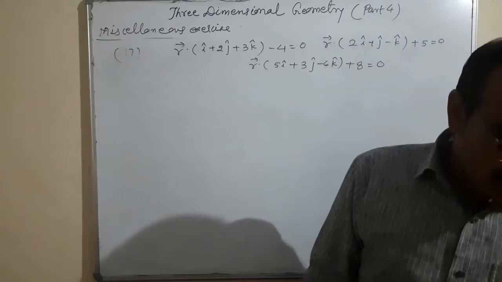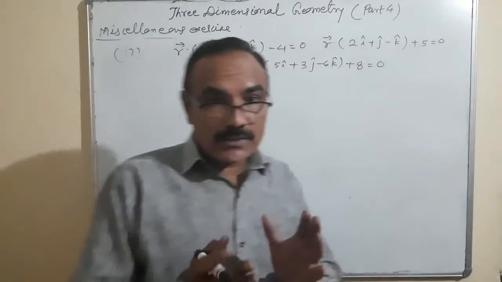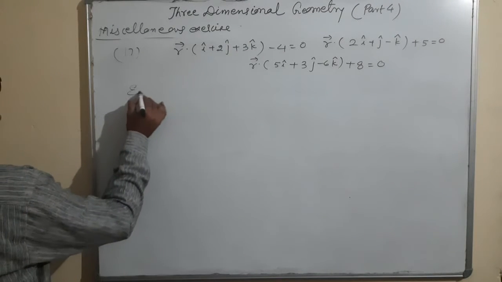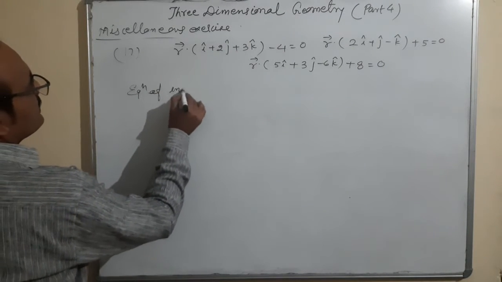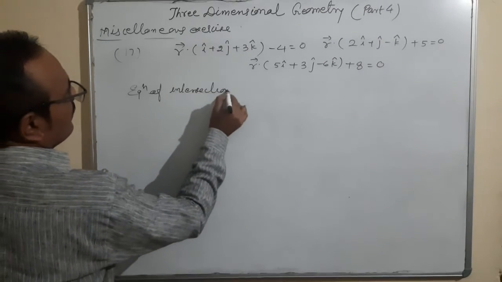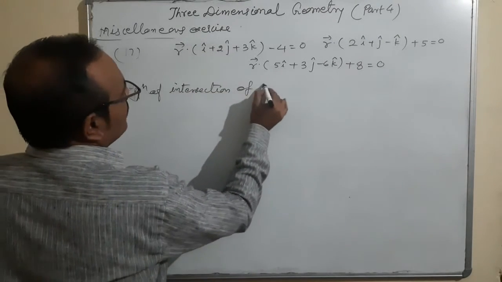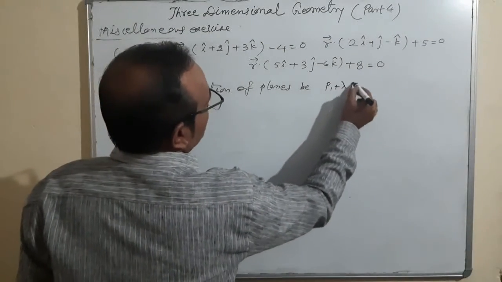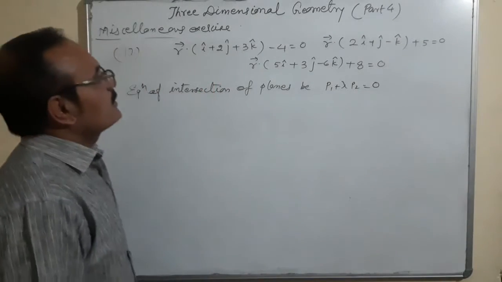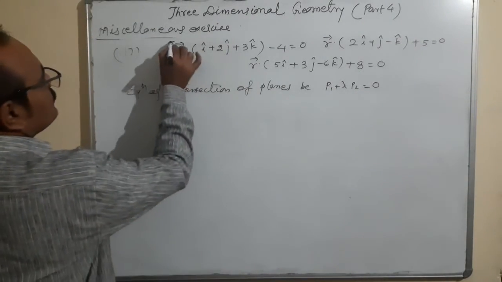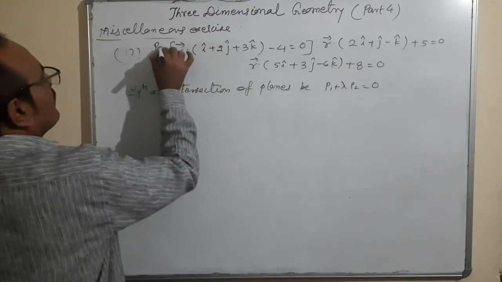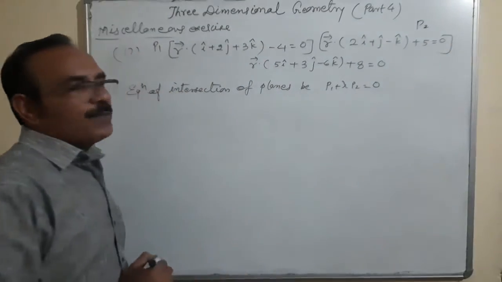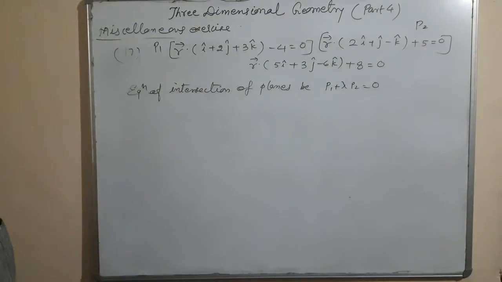So we are going to find the equation of the plane which contains the line of intersection of planes. Okay. So the equation of the plane through the intersection of planes will be P1 plus lambda P2 is equal to 0. You are aware of that? Suppose this is P1. This we are taking as P1 and that one is P2. Okay. So P1 plus lambda P2 is equal to 0.